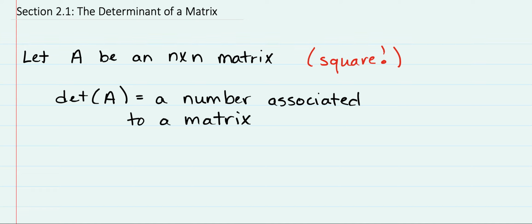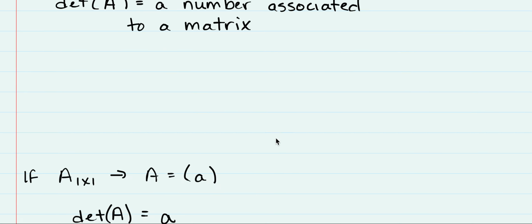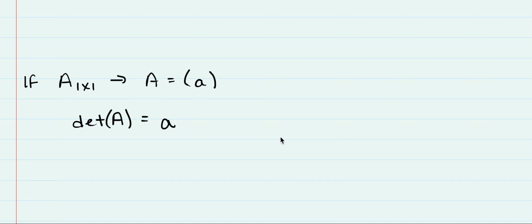Today we're going to talk about the determinant of a matrix. Suppose A is an n by n matrix. That is, A is a square matrix. The determinant of the matrix A is a number that we associate to this matrix. If the matrix A is a 1 by 1 matrix, where A is equal to any real number, then the determinant of A is equal to that number.